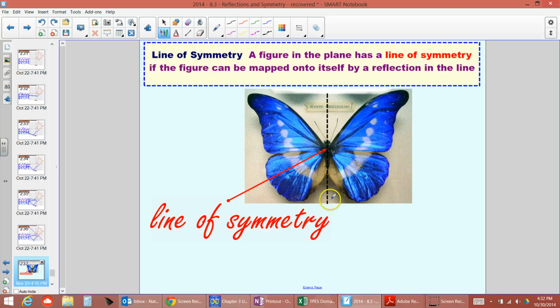Okay, lines of symmetry. We know what lines of symmetry are. They're lines that map a figure onto itself. Okay, so this butterfly, if I took this wing over here and I folded it over the line, it would land on top of itself.